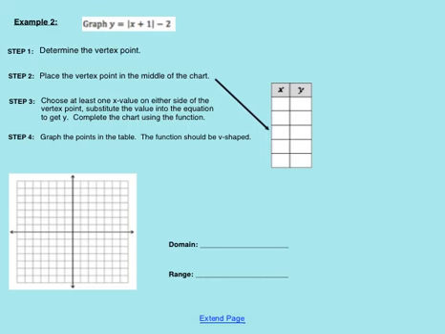Now, to graph these, we're going to determine the vertex. So I would come up here. It's the opposite. So x needs to be negative 1. When x is negative 1, the output is going to be negative 2. So you place the vertex in the middle of the chart there. Remember, if you didn't like that, you could do the x plus 1 equals 0 thing, subtract 1 from each side, x equals negative 1.